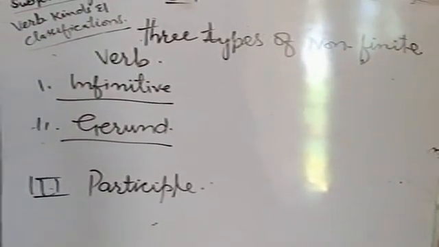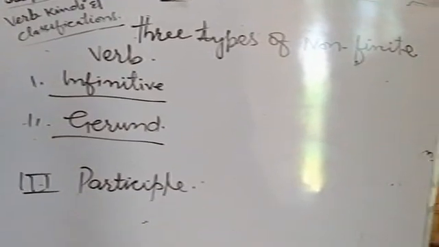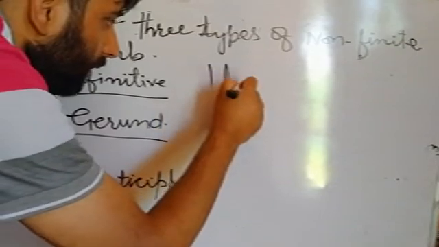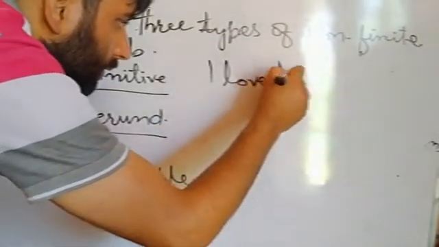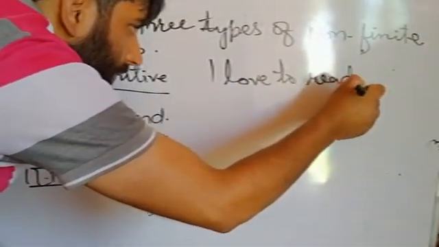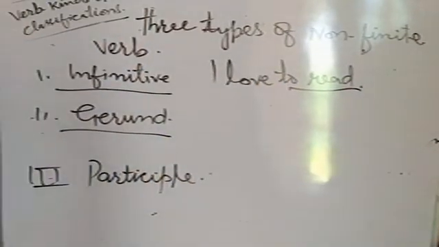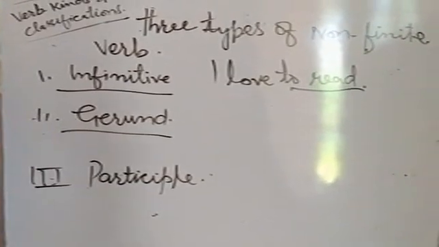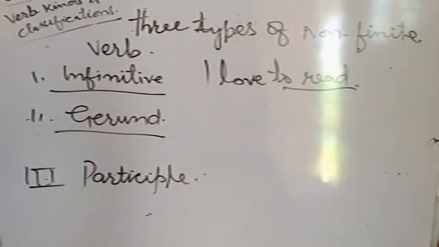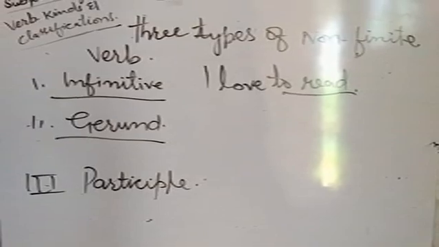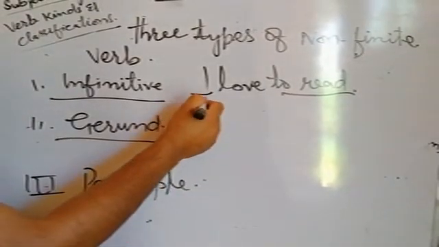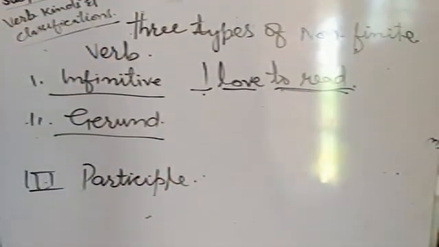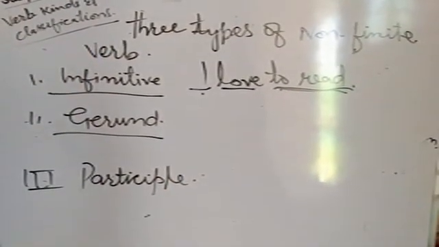What are infinitive verbs? I love to read, for example. To read here is an infinitive. It does not show what kind of tense it is, neither does it show number. I love: I here is the subject, love is the verb. It is followed by this infinitive. In an infinitive we add to plus verb.